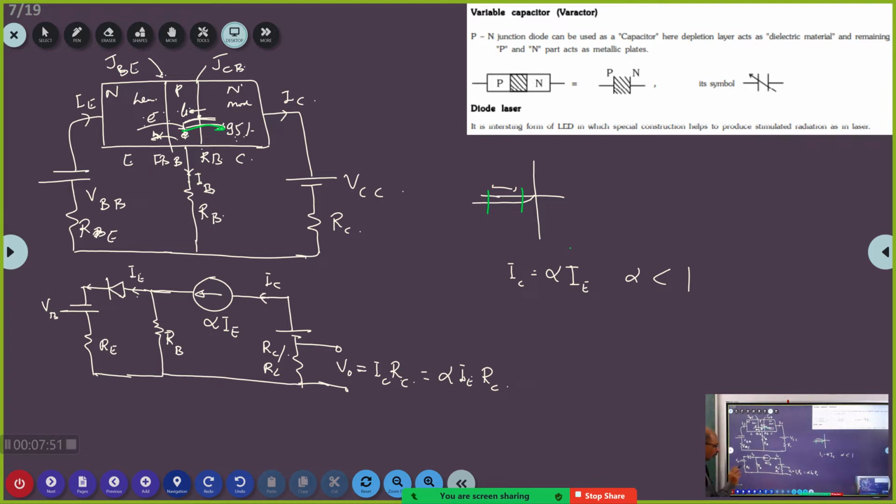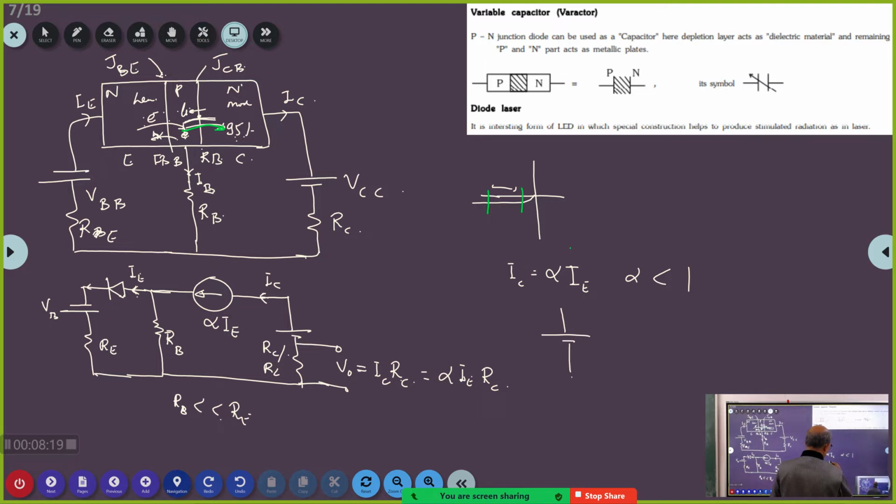Okay. Now, one more important thing I want to tell all of you. Now, you see here, this RB will be very, very small compared to RE. RB will be very, very small compared to RE. So, under that circumstance, this current I can take as constant current. See, what is the concept of constant current?